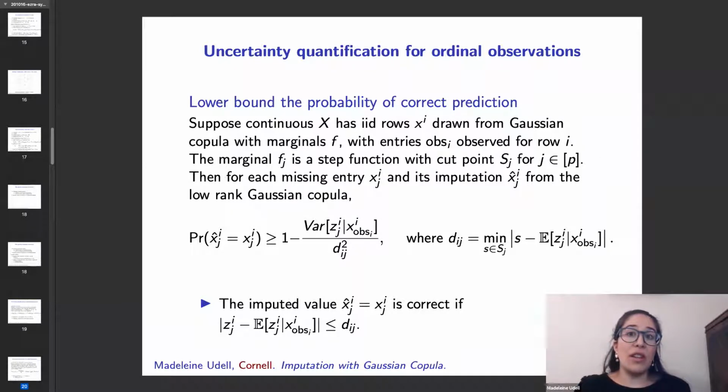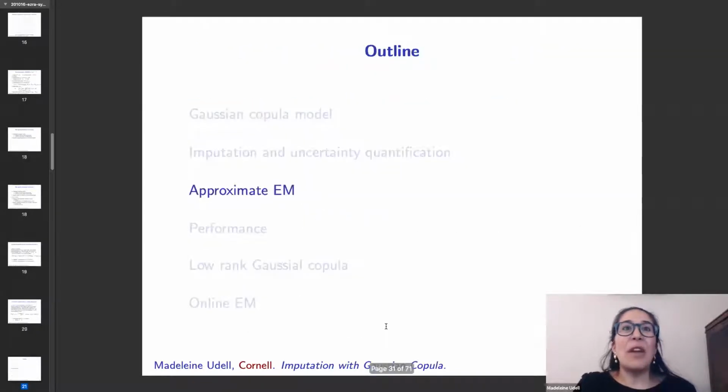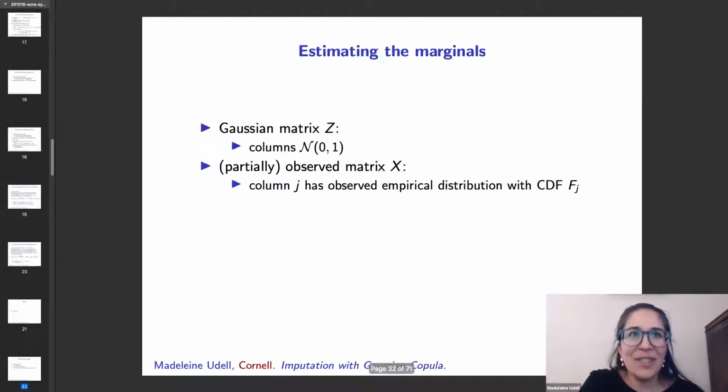In fact, you can even verify when you can be sure the imputed value is correct. So this is cool. Okay, so now let me tell you how you fit the parameters. How do you find the right correlation matrix sigma? How do you find the right marginals f?